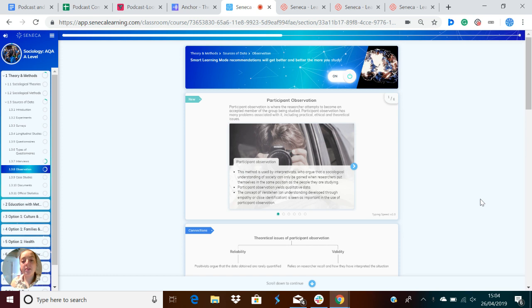Participant observation is used by interpretivists, who argue that a sociological understanding of society can only be gained when researchers put themselves in the same position as the people they are studying. Participant observation will yield qualitative data. The concept of Verstehen, which is an understanding developed through empathy or close identification, is seen as important in the use of participant observation.